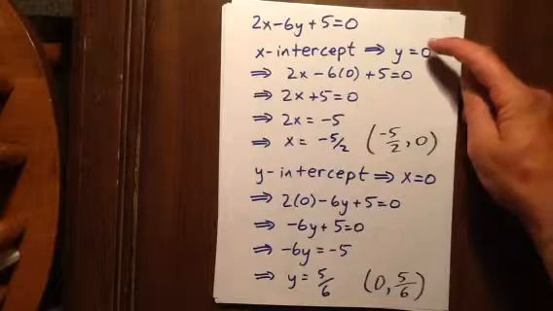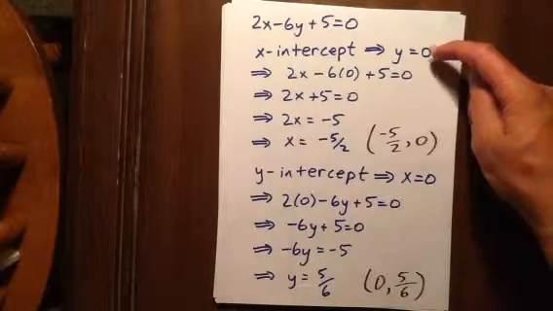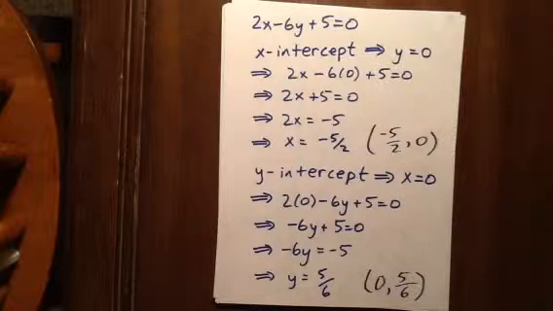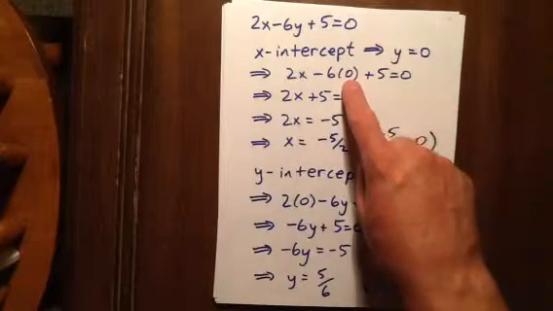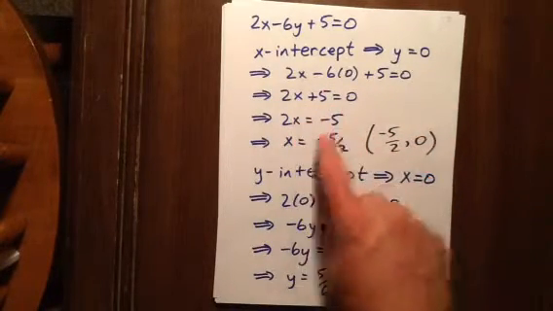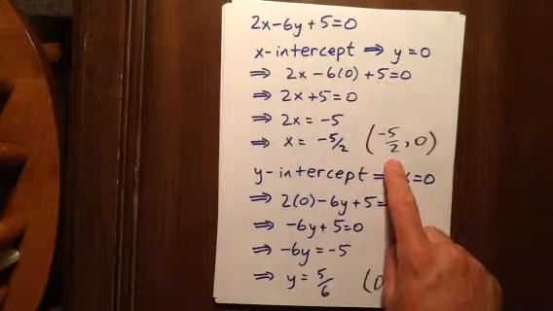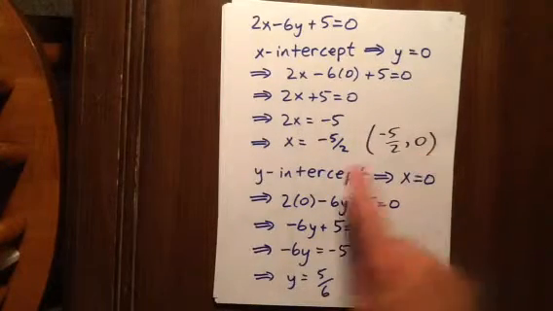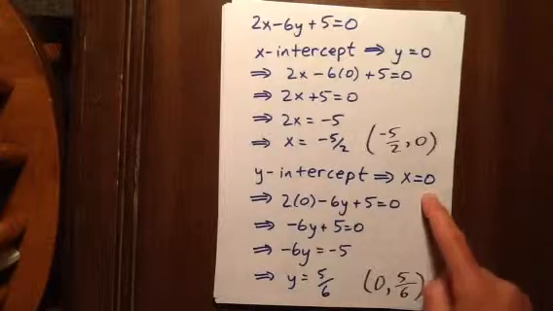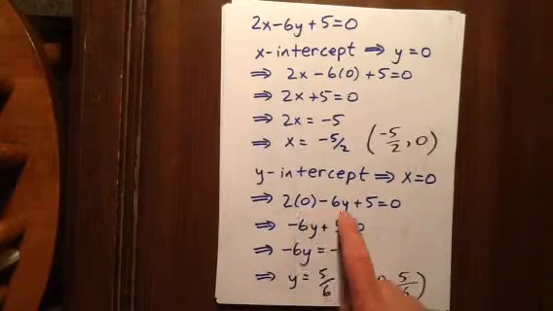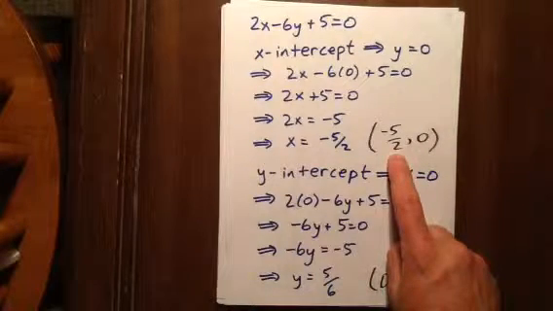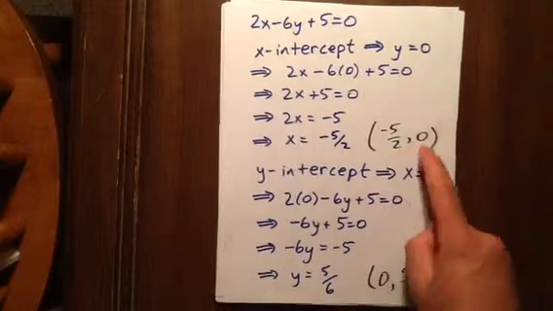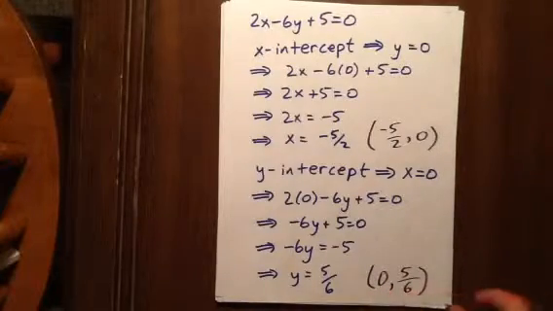But now we're going to find the x and y intercepts of the second line. The second line has the equation 2x minus 6y plus 5 equals 0. Finding the x-intercept means letting y equal 0, and then we can solve for x. x is -5/2, so the point is -5/2, 0. Finding the y-intercept means letting x equal 0, so we sub in an x value of 0 and solve for y. y is 5/6. So the second line has an x-intercept of -5/2, 0 and a y-intercept of 0, 5/6.